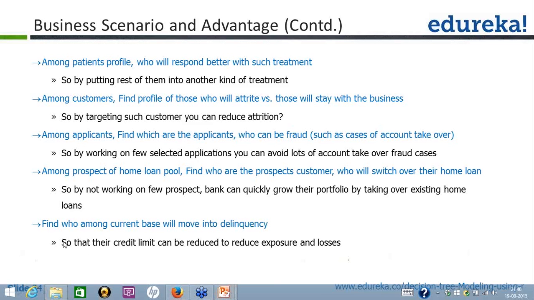Similarly, among the current base, if you have a base and who are the guys probably who will move into delinquency. Delinquency means these are the guys who are not paying you from the last 30 days or from the last 60 days they have not paid you. These are called delinquent customers. So if at all you could figure out who are the guys who are not going to pay you, and you can reduce their credit limit proactively, obviously you will reduce losses from them. Correct? You'll reduce losses and exposure from them. That will again give you savings. Correct?